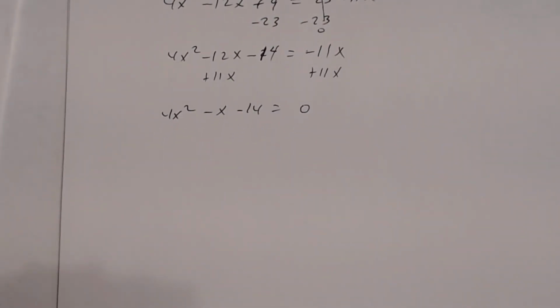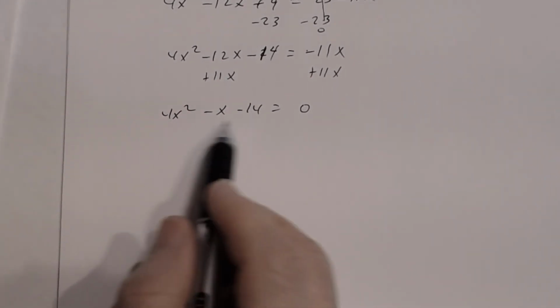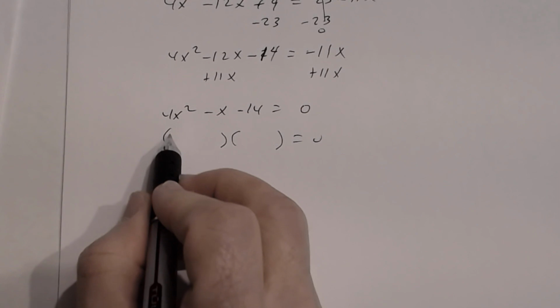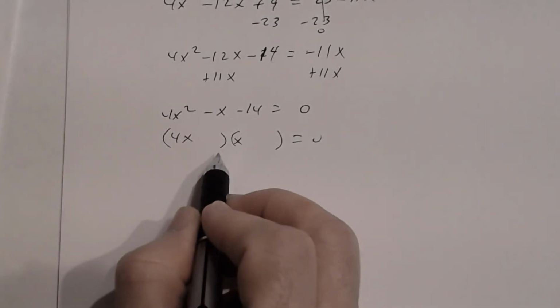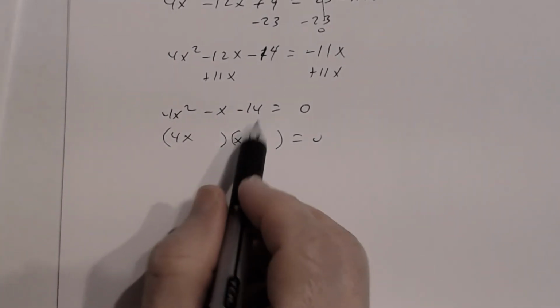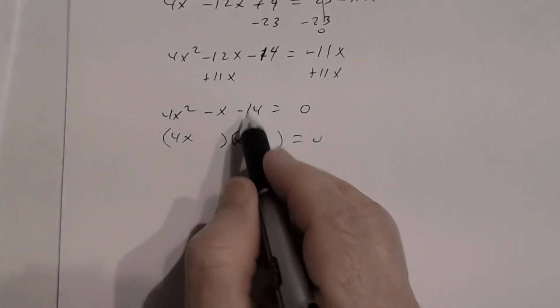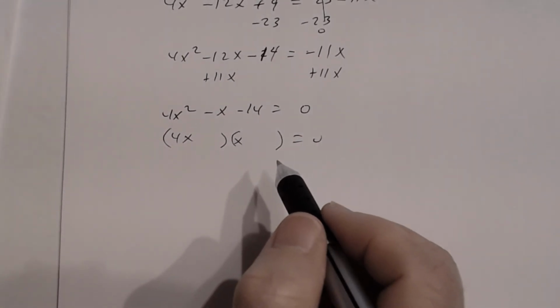Okay, so I think I'm good with this. So this is factorable right here. So let's go ahead and factor this. So I'm going to get 4x and x. I'm not going to do 2x and 2x because it's not going to work, but 4x and x will. And for 14, let's use 7 and 2.